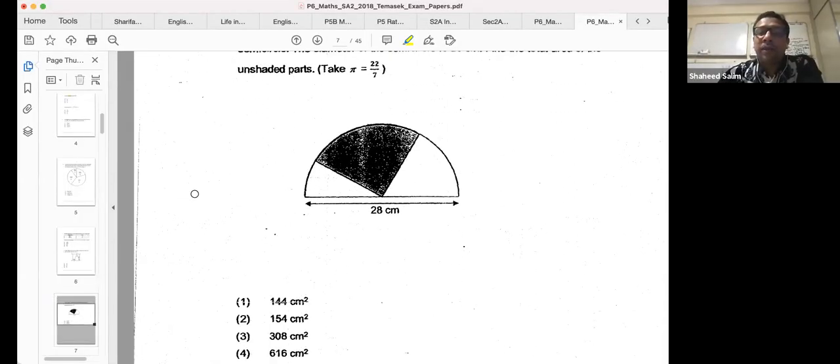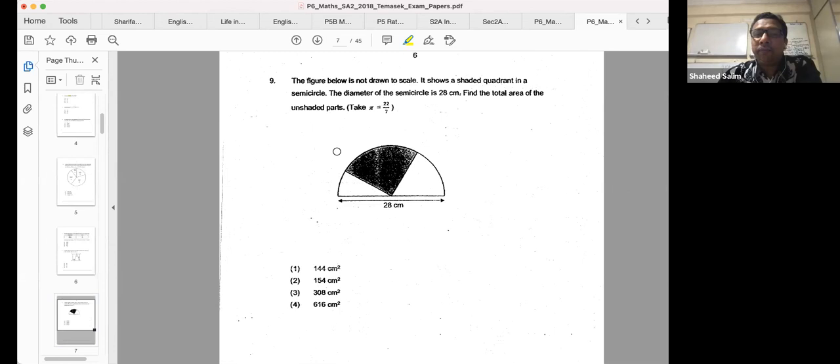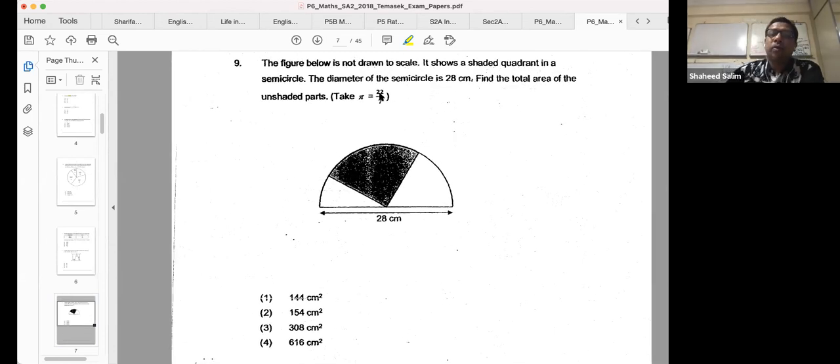Okay, this one circle, can you all try? Quadrant is quarter of circle. Down here is quarter of circle. 90 degrees, yeah.